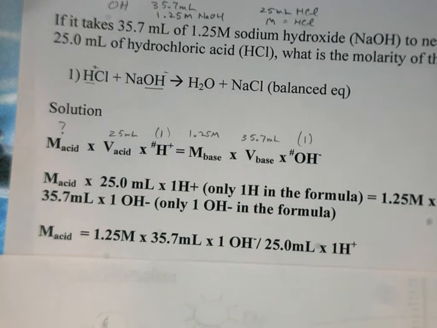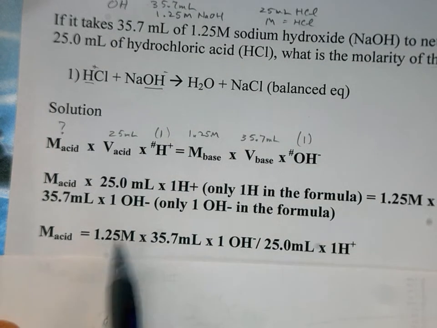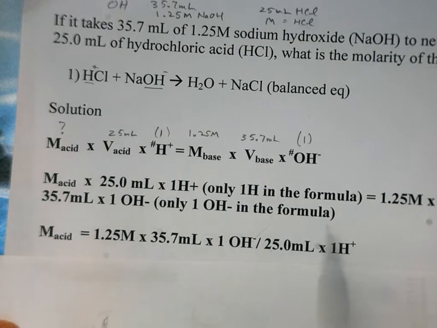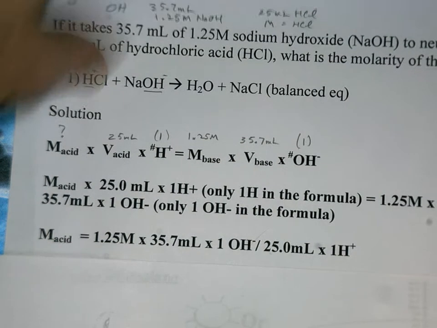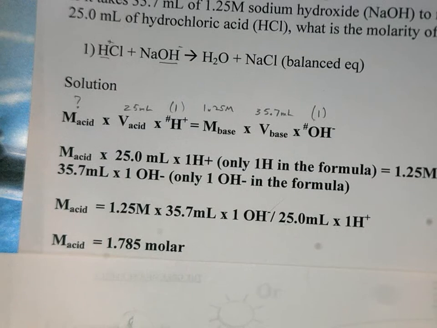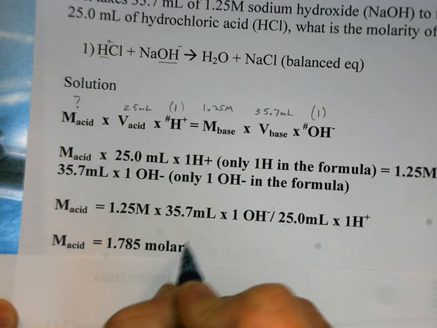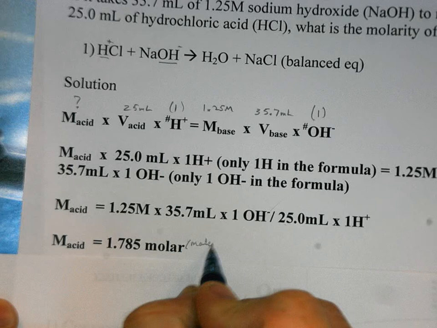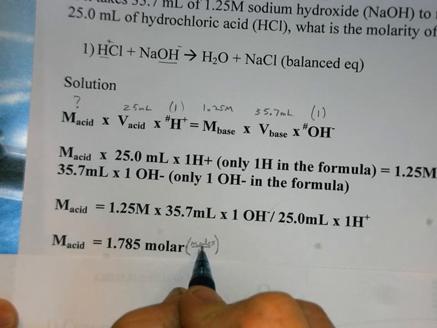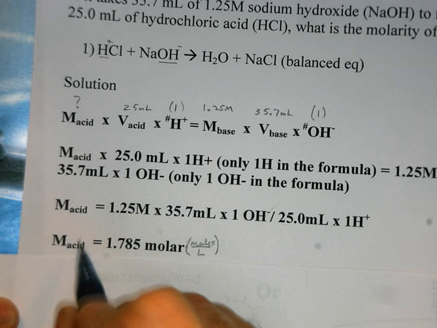Okay, we're going again. So let's see, 125 times 37 times 1 divided by 25 times 1. And hopefully you got that the molarity of the acid was a 1.7585 molar solution. And again, remember, molarity means moles per liter. And from that, we then needed to find out exactly how much of the acid was in there.